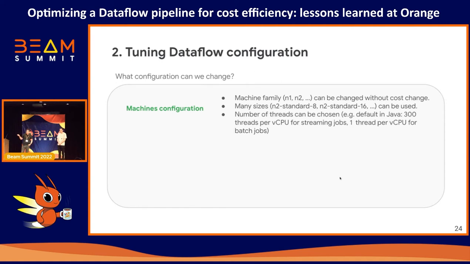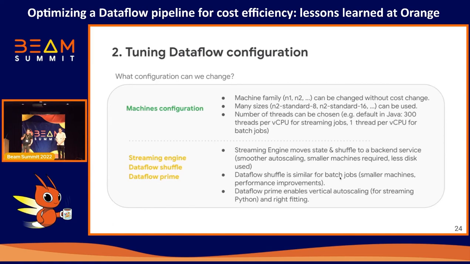You can also set the worker size, so the number of vCPU per worker: 2, 8, 16. And you can also set the number of threads. Here are the default values for Java pipelines: 300 threads per vCPU for a streaming job and 1 thread per vCPU for a batch job. Apart from this machine configuration, you can also activate or deactivate some Dataflow features.